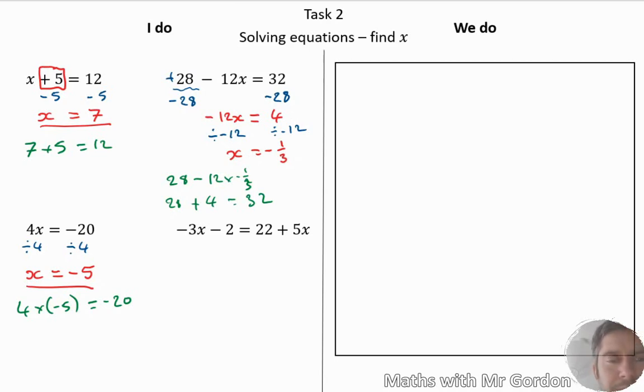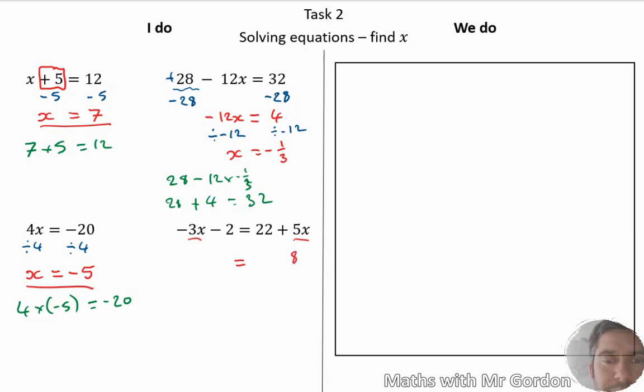Last one. Now we've got x on both sides. What we want to do is collect them together on one side. Usually I try and make the x positive, but I don't have to. I'm not going to show all my working this time. So this time, I've got negative 3x here. I want to take it away from that side. So I want to add 3x to that side to make it into 0 on that side. If we're adding 3x to the left side, we're going to add it to the right side as well.